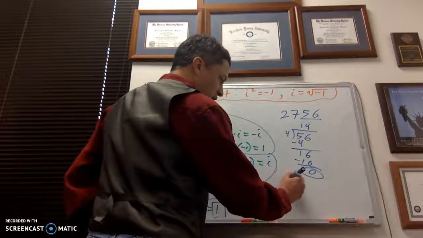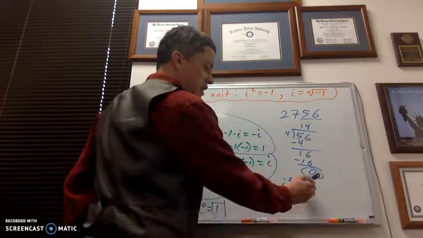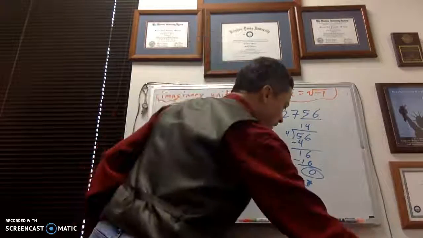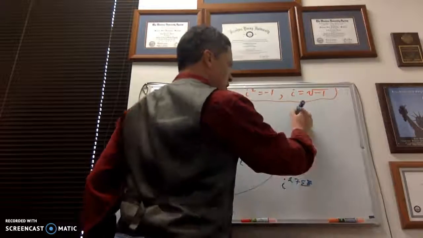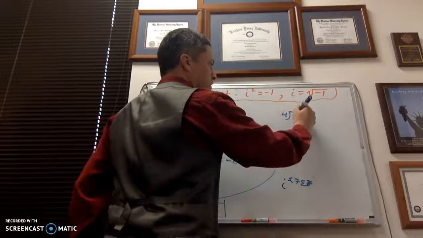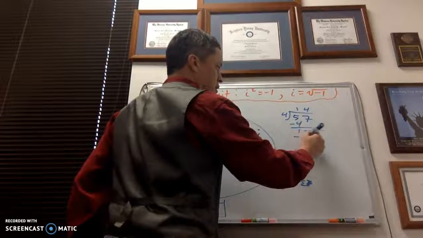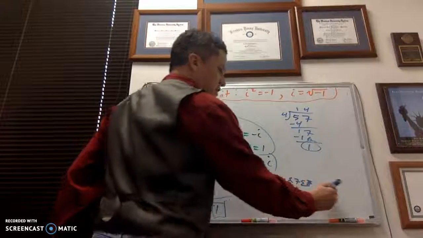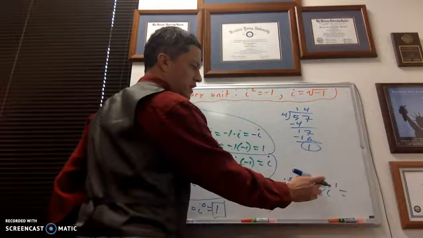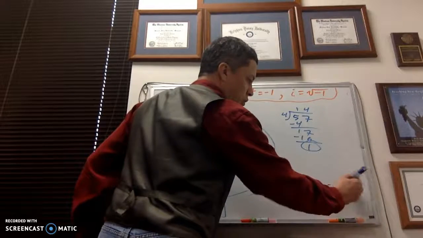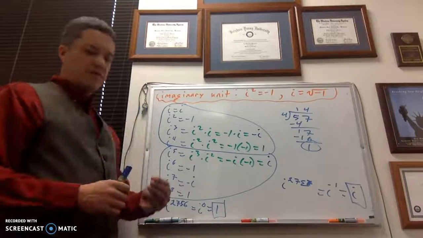Suppose I did i to the 2,757. Then you would have taken 57 and divided that by 4. I'll go a little quicker this time. You're going to see a remainder here of 1. So i to the 2,757 is the same thing as i to the first power, or just i. Well, that's all fine and good. Is there an even faster way of doing this?